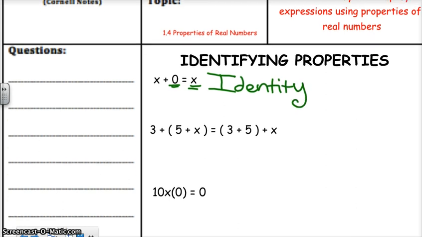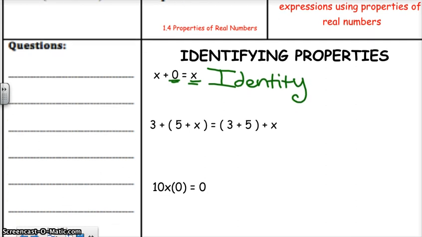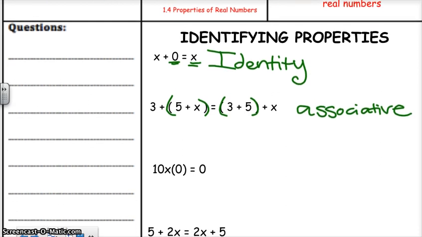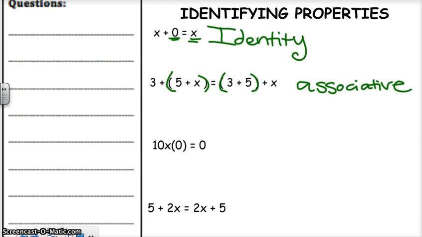3 plus, this next one, the quantity 5 plus x is equal to 3 plus 5 plus x. I look here, I see 5 and x are associated together, and then all of a sudden 5 wanted to associate with 3. That tells me it is associative. Anytime you do a regrouping or move parentheses, it's associative.